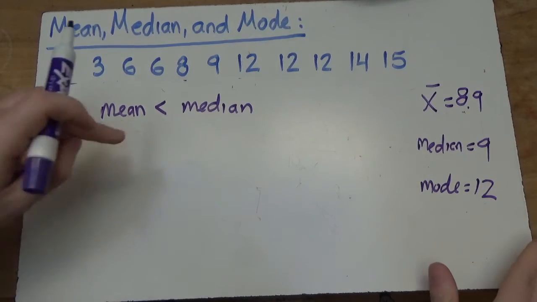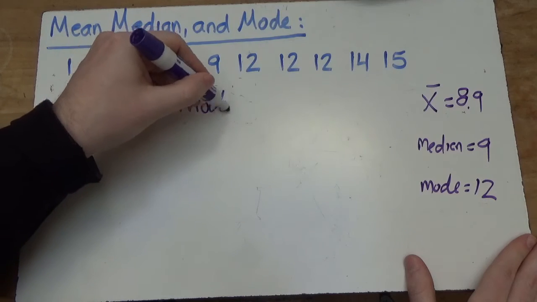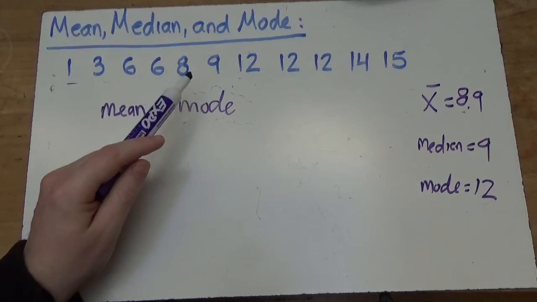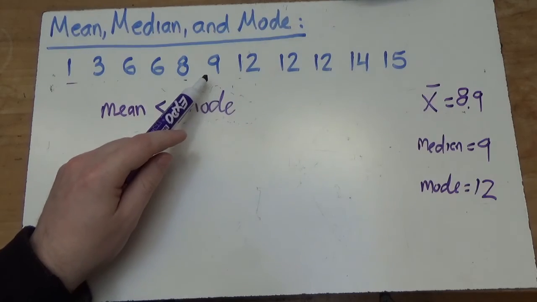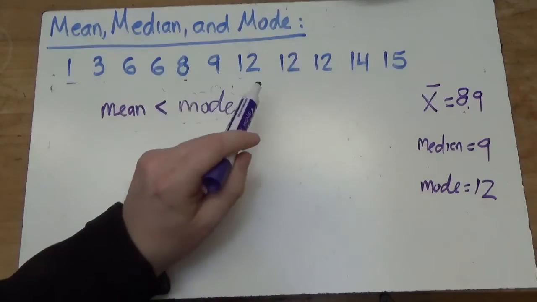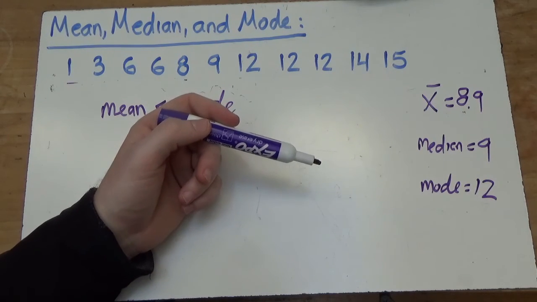Okay, well, what if the mean was less than the mode? And that did happen here. The mean was 8.9 and the mode was 12. Well, what this tells us is that most people tend to score lower than the mode, but there is some high number that tends to be more common.